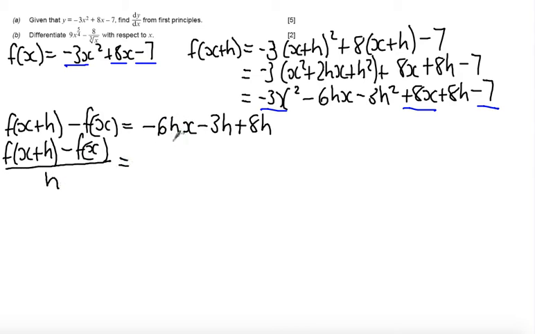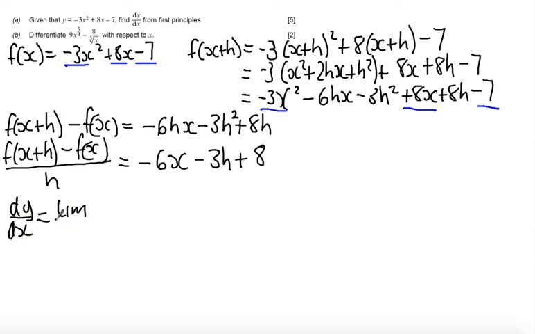So dividing this term here by h, I get minus 6x. Dividing my second term here, this is minus 3h squared, apologies, so I get minus 3h. Dividing 8h by h, I get 8. Finally, I just want to state dy by dx is given as the limit as h tends to 0 of f of x plus h minus f of x all over h, equal to.